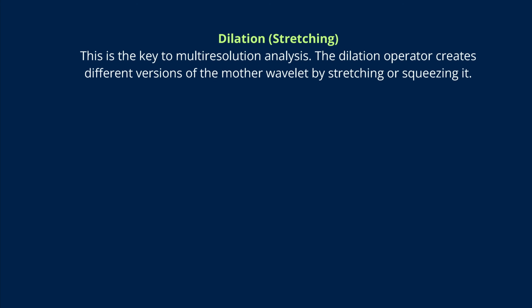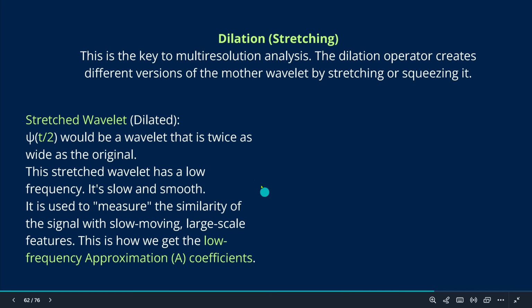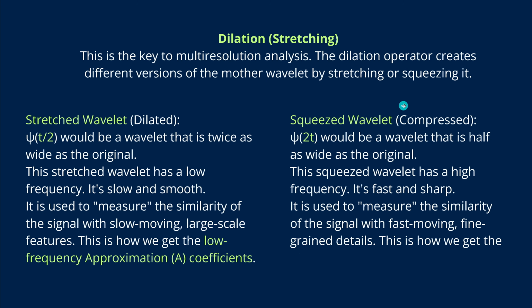Now, much more interesting is the stretching, the dilation, because this is the key to multi-resolution analysis. The dilation operator creates a different version of our mother wavelet phi by stretching or squeezing it. If we stretch it, it would be a wavelet that is twice as wide, and guess what, a stretched wavelet has a low frequency, it's slow and smooth, and is a measure of similarity of the signal with slow-moving, large-scale features. Guess what, this is our approximation coefficient. If we compress our wavelet, to half as wide as the original, we have a much sharper scalpel, a much sharper tool in our hands. This is a high frequency, so it's fast and sharp, and can be used to measure the similarity of a signal with fast-moving, fine-grained details, and this is our high-frequency detail D1 coefficients.